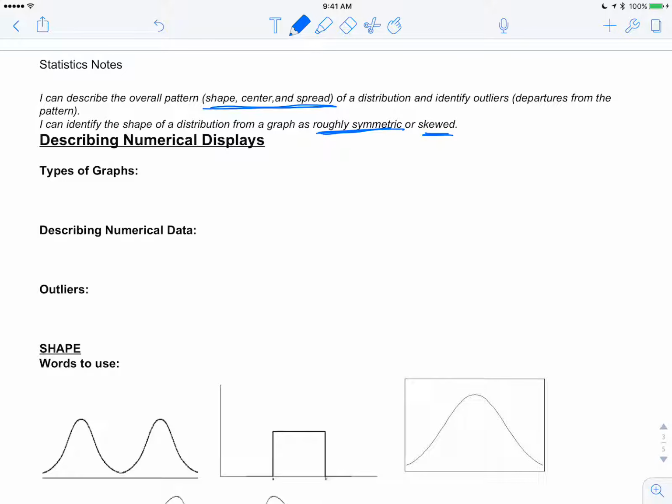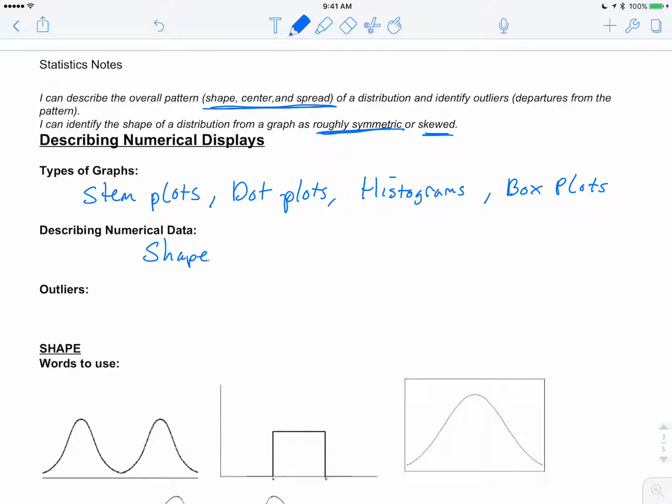So types of numerical displays. We talked about stem plots already and dot plots. There are some more we didn't talk about yet. Maybe a review for you. Histograms and box plots. Okay, describing numerical data. You're going to look at the shape, the center, and then spread.